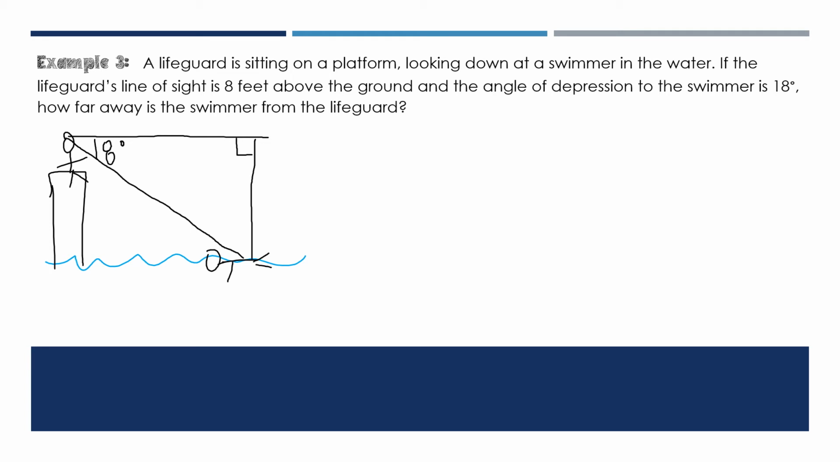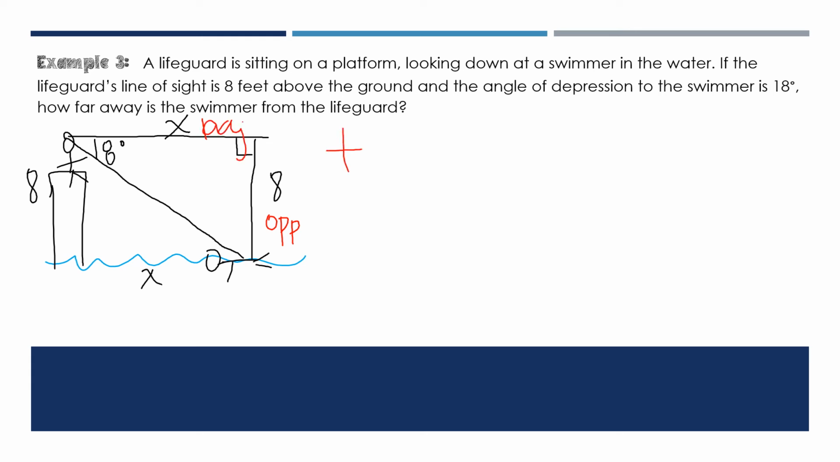We know that they're sitting 8 feet up, so you can put the 8 feet here or you can put the 8 feet there. It still is the same thing. And we're trying to figure out how far away they are from the swimmer, so we're looking for that horizontal distance. You can label that here or here. It's the same thing. So if I'm looking from that 18 degrees, 8 is the opposite and x is the adjacent, which means we're going to use tangent.